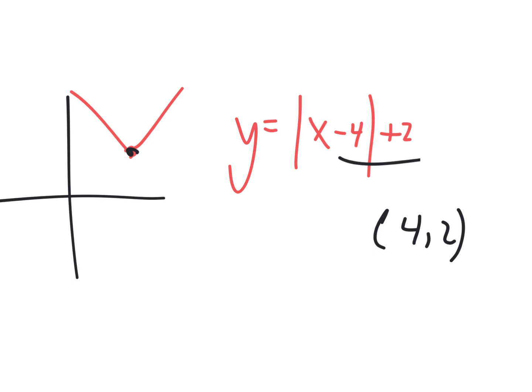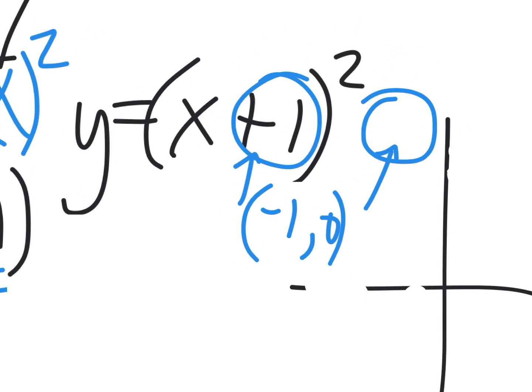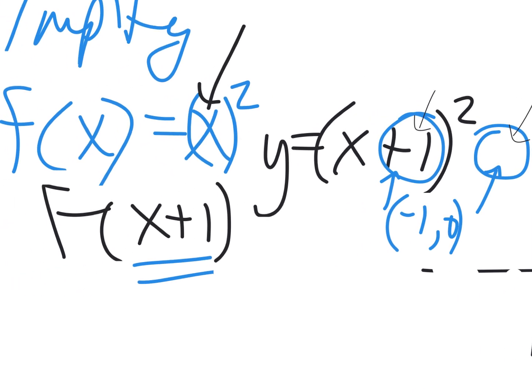Okay, so being able to find the vertex easy will help you on this assignment. All right. So this one's in vertex form, and I could have got the vertex from it, and it would have been -1, 0. Okay, that's number 1, part A.